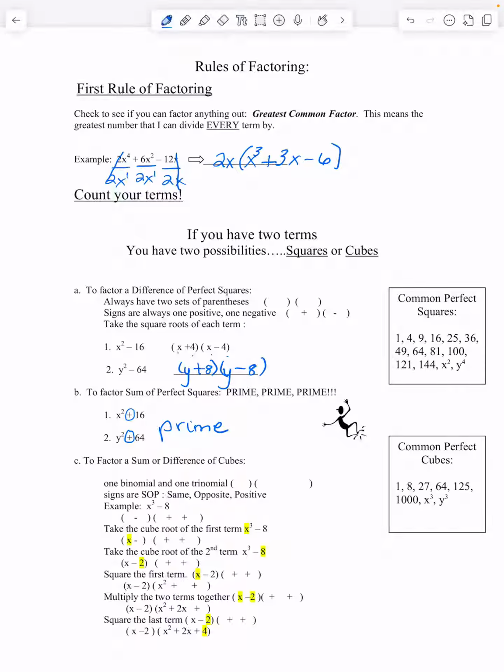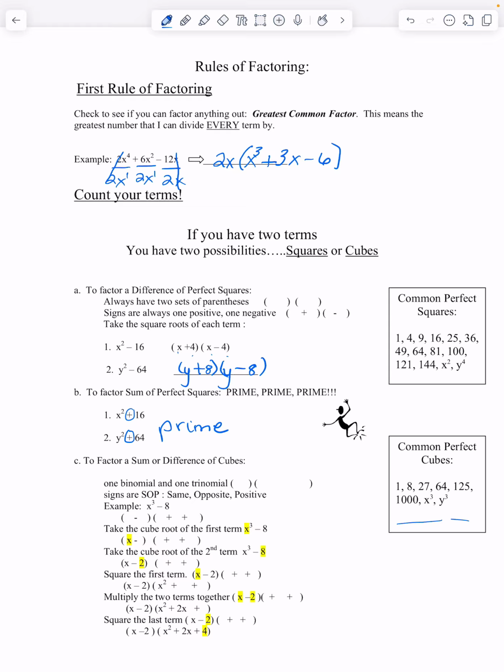To factor a sum or difference of cubes, notice with cubes, I can factor both the sum and the difference, so plus or minus. I've written over here in the box some common perfect cubes. 1, 8, 27, 64, 125, x to the third, y to the third.